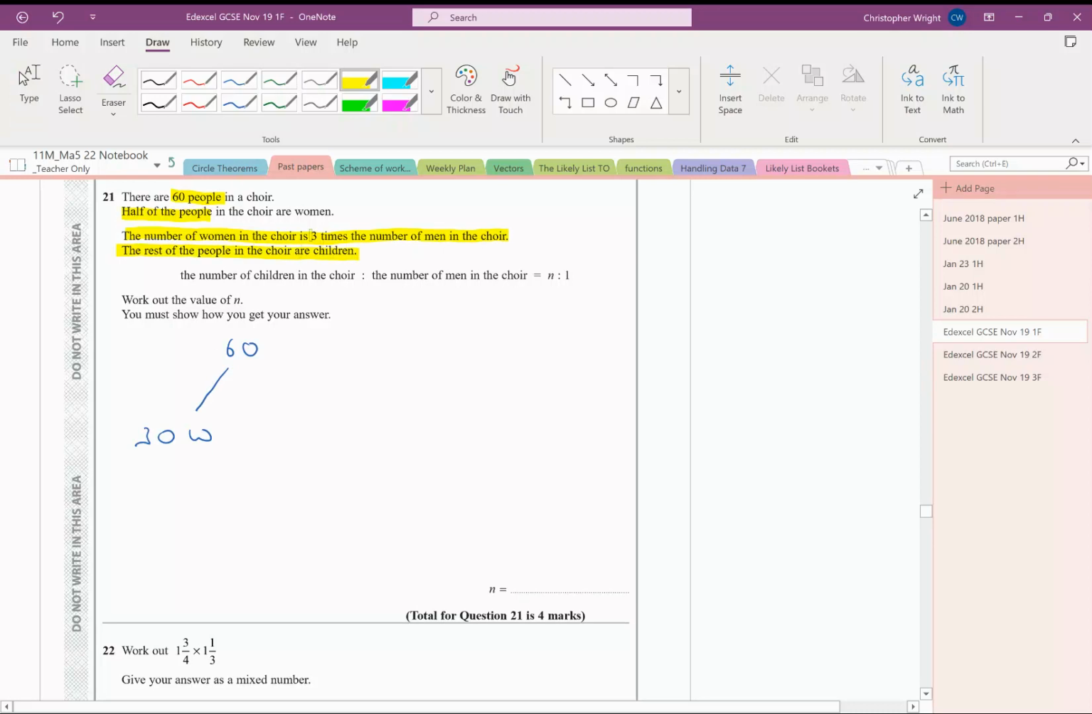Okay, so I've obviously got some women, some men, and some children. Of the 60 people in the choir, half are women. Fine, 30 are women. The number of women in the choir is 3 times the number of men. Oh, there must be 10 men then, mustn't there? Which means that there must be 20 children. Okay, great. Right, now I've got to write this ratio.